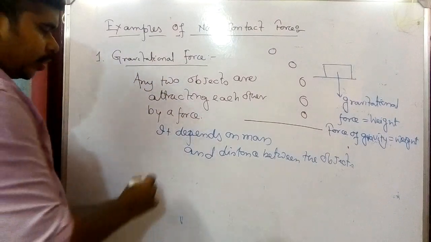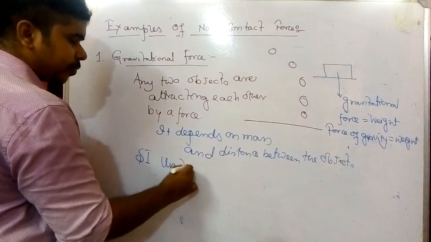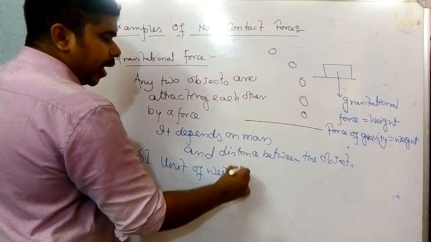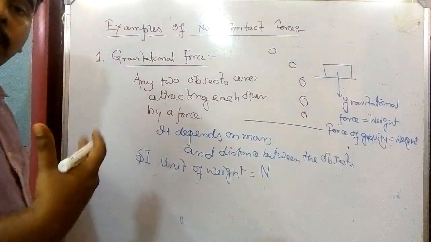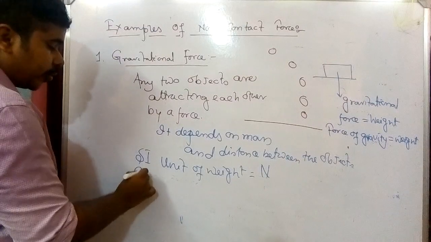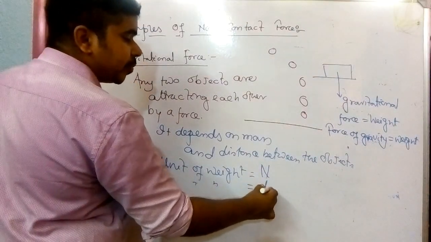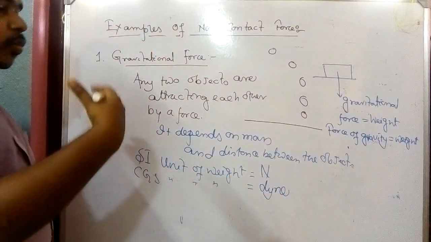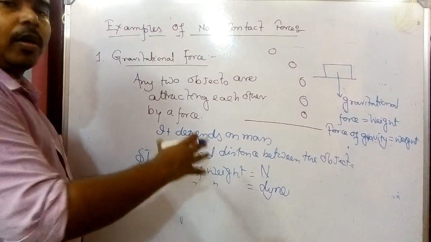So that's why the SI unit of weight is known as Newton, just like the unit of force. The CGS unit of weight is known as dyne. Clear? Just like the unit of force, that should be the unit of weight.